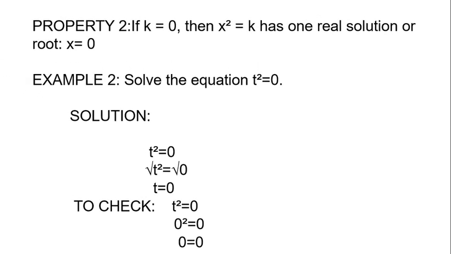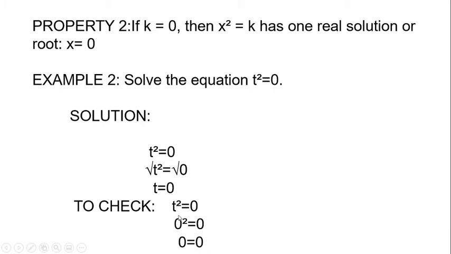Property number 2: if k equals 0, then x squared equals k has one real solution or root, x equals 0. Example number 2: solve the equation t squared equals 0. Solution: t squared equals 0. Copy. We are looking for the values of t. We remove the square by taking the square root of both sides. The square root of t squared equals the square root of 0. The square root of t squared becomes just t. The square root of 0 is 0. So t has only one value.